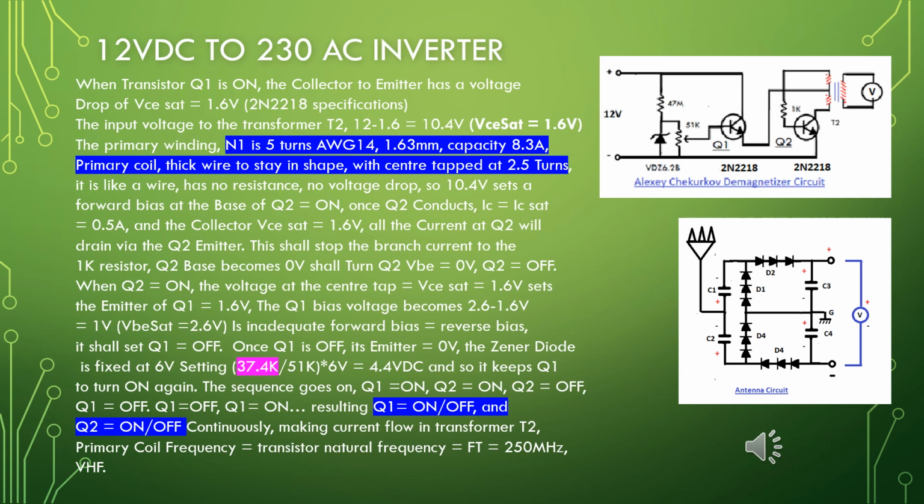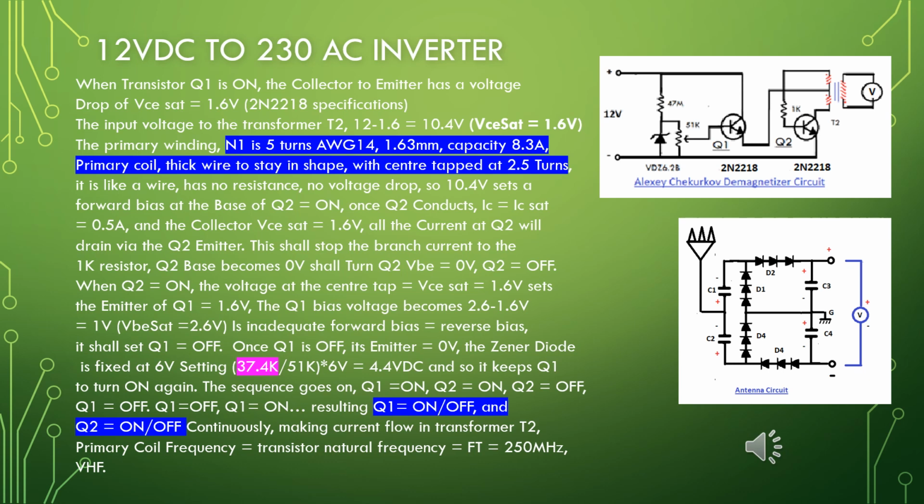When transistor Q1 is on, the collector to emitter has a voltage drop of VCE set equal to 1.6 volt, per the 2N2218 specification. The input voltage to the transformer T2, 12 volt minus 1.6 volt equal to 10.4 volt. The VCE set equal to 1.6 volt. The primary winding N1 is 5 turns, AWG14, 1.63 mm, capacity 8.3 ampere. The primary coil is thick wire to stay in shape with the center tap at 2.5 turns. It is like a wire. It has no resistance, no voltage drop.